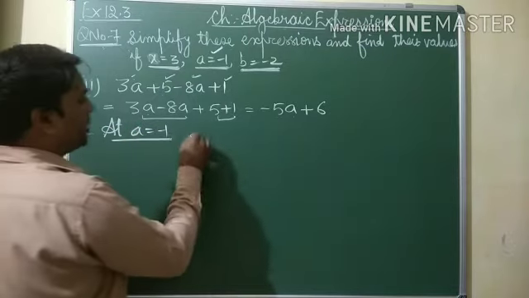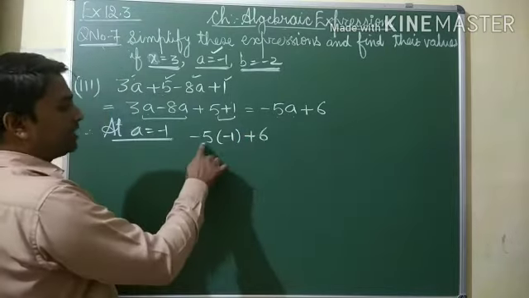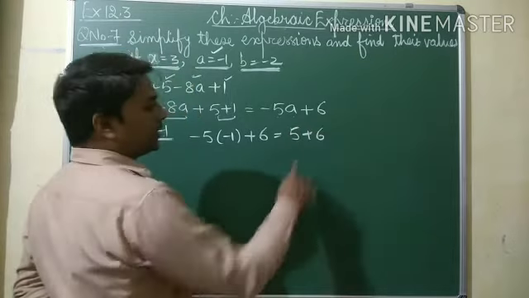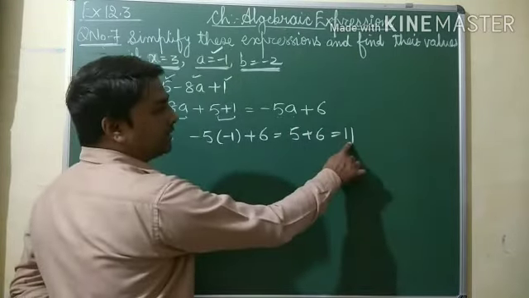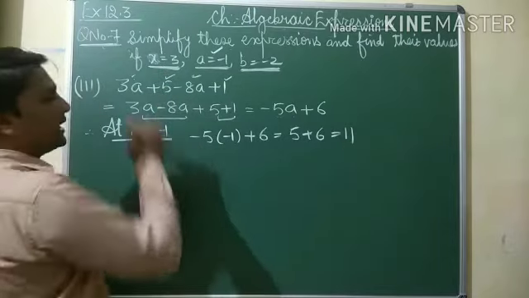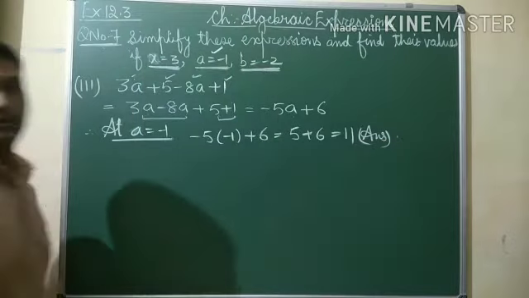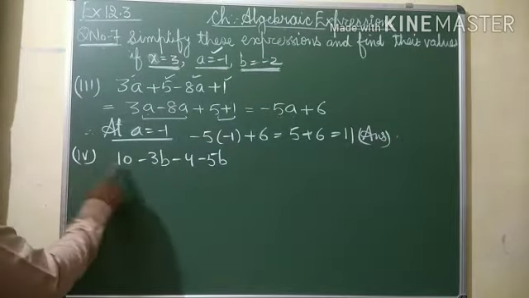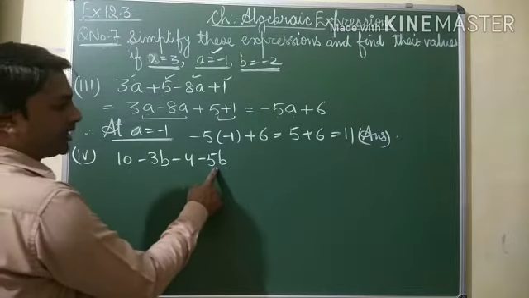Therefore at a equals minus 1, we get minus 5 into minus 1 plus 6. Now minus 5 into minus 1 is equal to 5 and then plus 6. Now 5 plus 6 is equal to 11. Therefore 11 is the required value of the given algebraic expression. Next is fourth part. The given algebraic expression is 10 minus 3b minus 4 minus 5b.